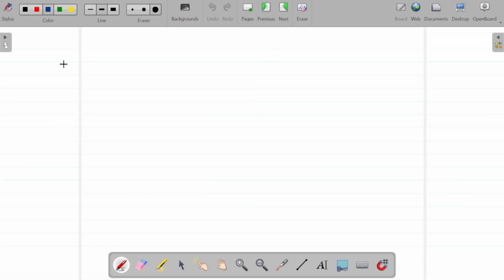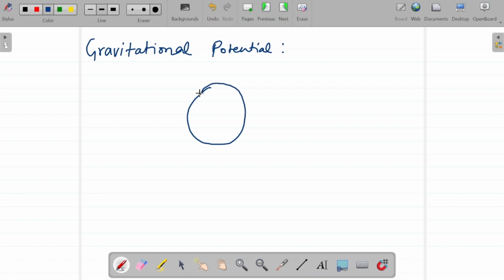We have till now discussed gravitational potential energy. Now I am going to introduce one more term here, and this is gravitational potential. So if there is a body, let's say of mass capital M, and from its center there is another body at distance r with mass small m, we have seen that the potential energy for this configuration is minus G capital M small m by r.